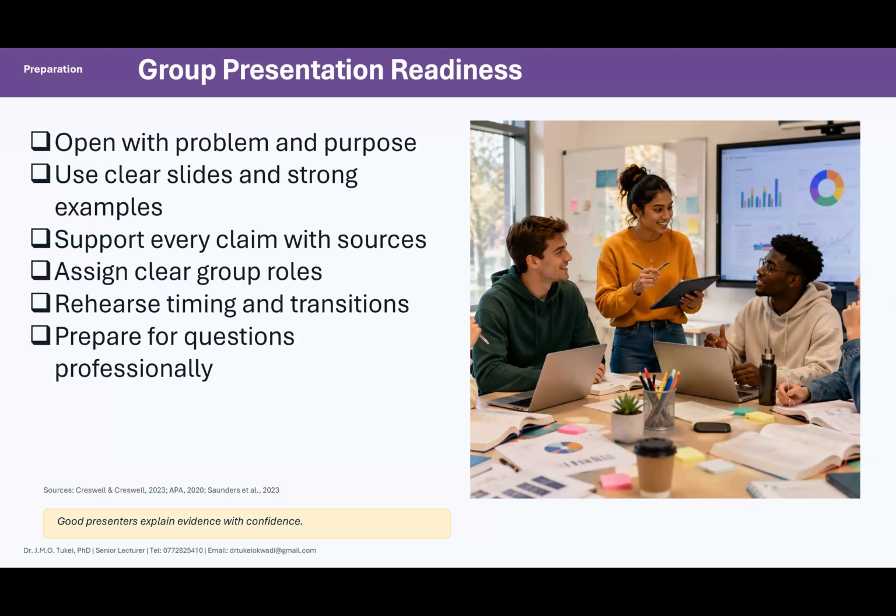Please, colleagues, we do not just teach you to read and come out of the university. You should be very good public speakers even out there. So colleagues, I want us to be very honest: reading slides is not only criminal, it's a sin. Slides are visual guides. The presenter must explain the argument. Begin with the problem, purpose, objectives, and contribution. Use practical examples. Define technical terms and support important claims with credible sources.